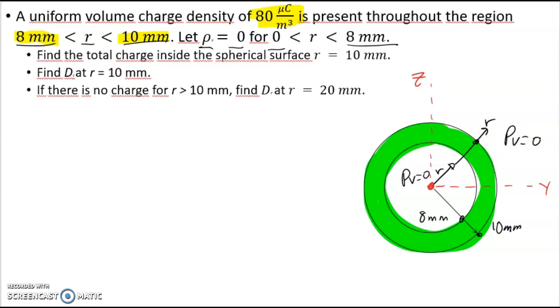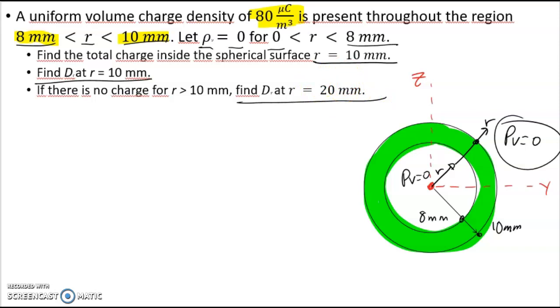The problem is asking me to find the total charge inside a spheric surface with radius equal to 10 millimeters, and also find the flux density at a surface of radius equal to 10 millimeters. Finally, considering that there is no charge for a radius bigger than 10 millimeters, let's find the flux density at a radius of 20 millimeters. Let's go for the first part.